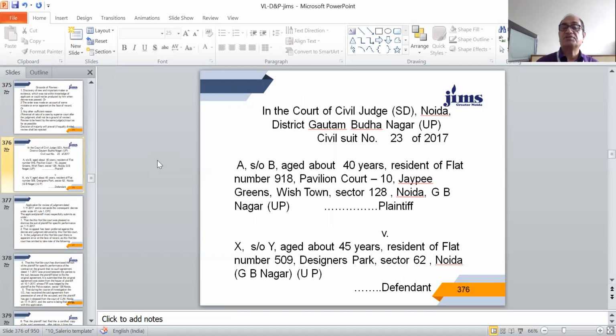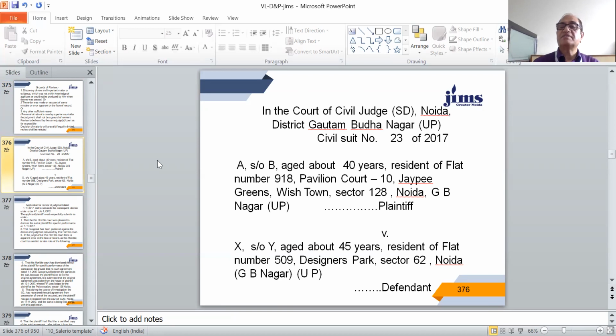now we will start drafting an actual review petition or review application. So first of all, the name of the court. The name of the court has to be the same as the one that passed the order against him. So in this illustration, the name of the court is in the Court of Civil Judge Senior Division, Noida, District Gautam Buddha Nagar, UP. Civil Suit number 23 of 2017. You know the suit number because an order has been passed against you.